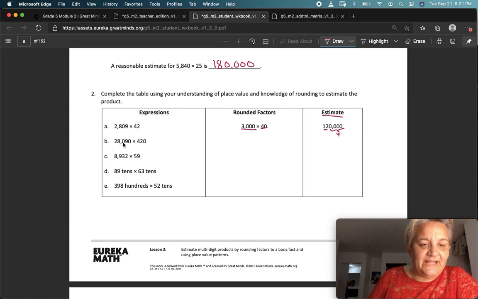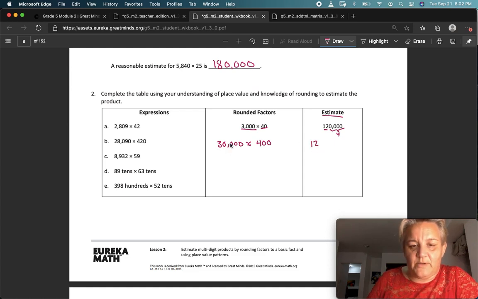Here we've got 28,000 and 420. Well, I can do exactly the same thing. I can round this up to 30,000 and this down to 400, and I can do the exact same thing. They rounded this up to the nearest ten thousand, and this they rounded down to the nearest hundred. So 4 times 3 is 12. And then I have 1, 2, 3, 4, 5, 6 zeros. So 12 million.